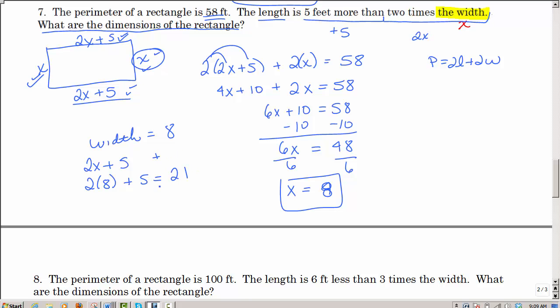Now if I just add those up, I'm only going to get 29. But remember, I need 2 times the width and 2 times the length. If I multiply that by 2, I do get 58. So I'm just kind of checking my work. So the width is 8, the length is 21. That's the dimensions of the rectangle.